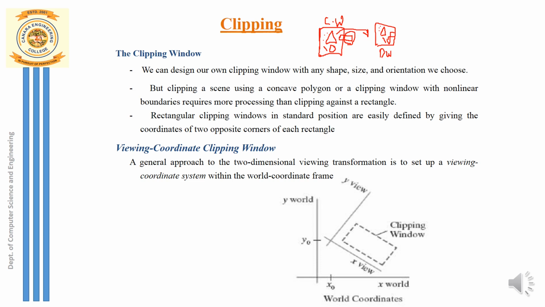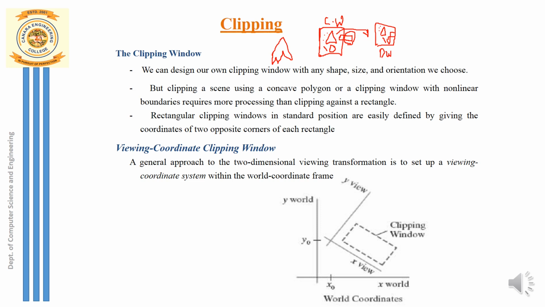What if instead of convex I have a concave polygon? Suppose the clipping window itself is of this uneven shape. Can I process the clipping in an easier way? I cannot do that. Why? Because the boundary itself is non-linear. It is not in a regular shape, it is very irregular. Since the boundary itself is irregular, I cannot perform the clipping in the desired way, or as fast as with the convex polygon.